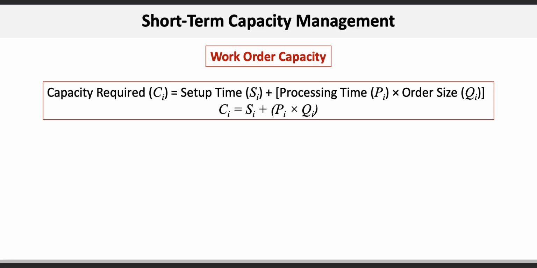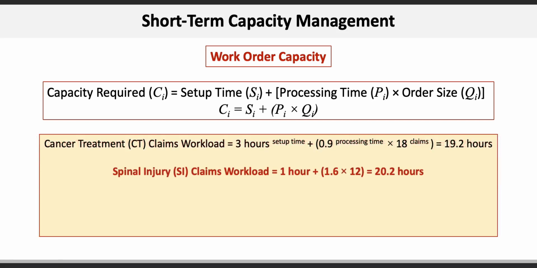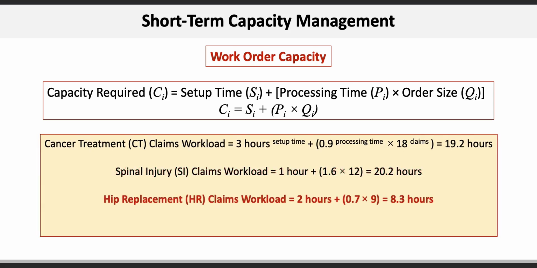Let's start with the cancer treatment, or CT claims, and apply the formula. 3 hours of setup time plus 0.9 hours of processing time per claim times 18 claims equals 19.2 hours. For spinal injury, or SI claims, the workload is equal to 1 hour of setup time plus 1.6 hours of processing time times 12 SI claims for a total of 20.2 hours. And then finally, hip replacement, or HR claims, which equals 2 hours of setup time plus 0.7 times 9 claims for a total of 8.3 hours.